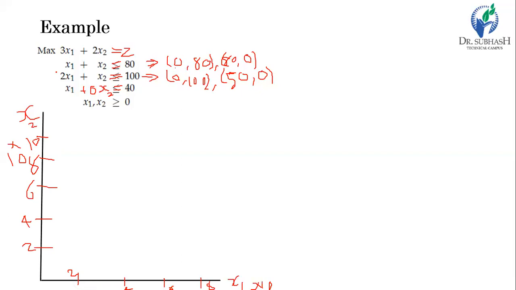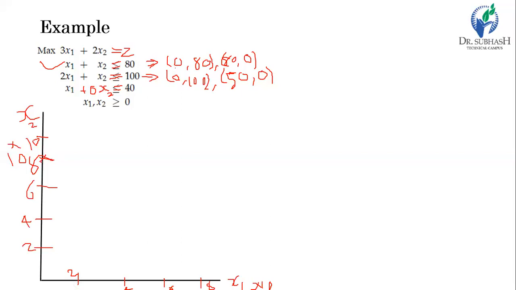Now let's try to plot equation 1, which is x1 plus x2 equal to 80. From this equation, we get 2 points which lie on the line x1 plus x2 equal to 80. The first is 0, 80, which is x1 equal to 0 and x2 equal to 80. So x1 equal to 0 is here, this is the x2 axis, and the value of x2 is 80 here. So 1 point lies here.